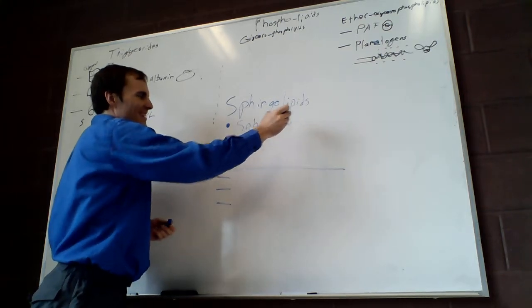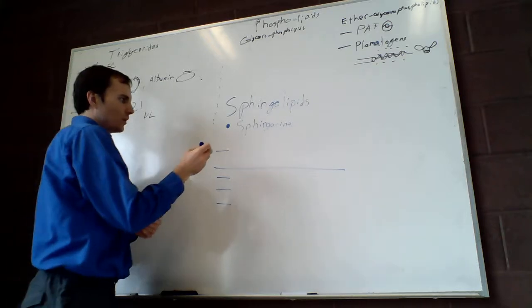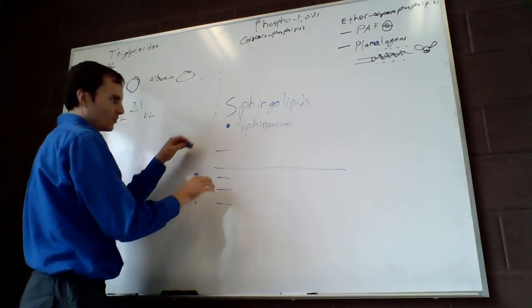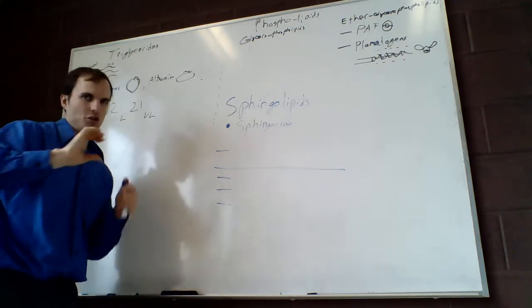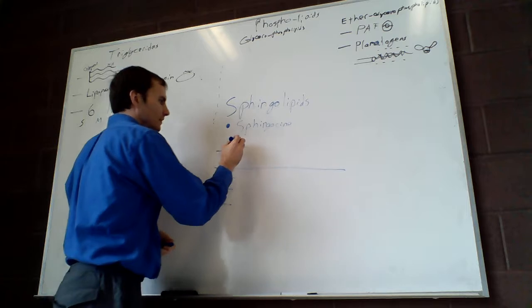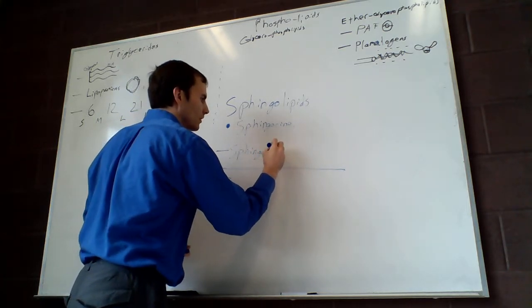All right. So sphingosine is the backbone, and then we have 2 categories of types of sphingolipids that are really, really short, and so I just put them both underneath sphingolipids here. One is sphingomyelin. That's no sugar molecule.